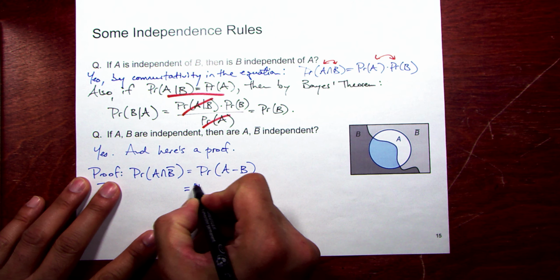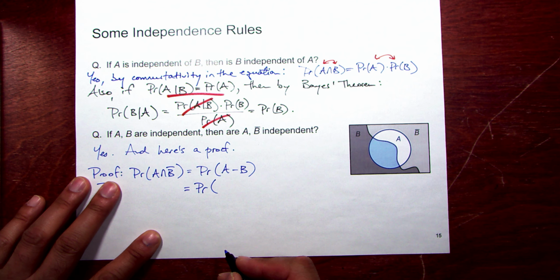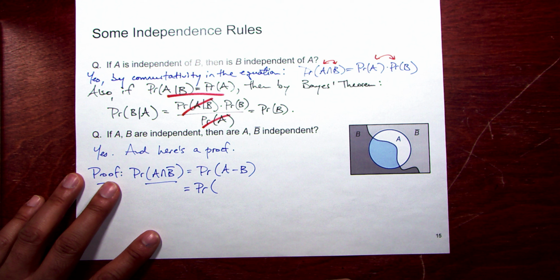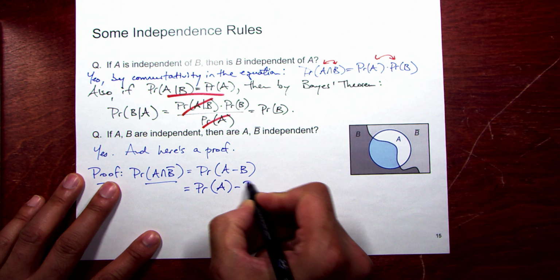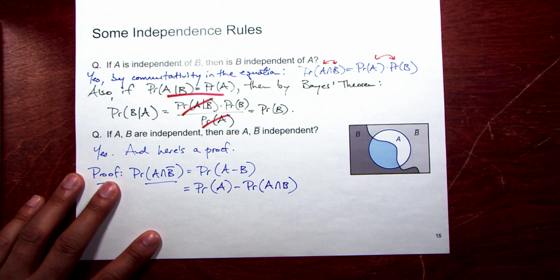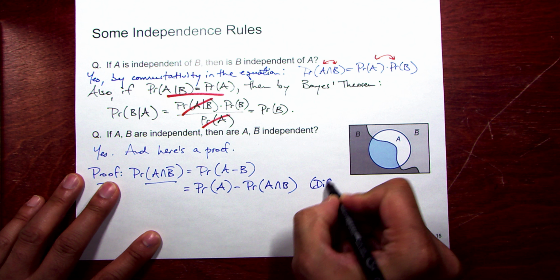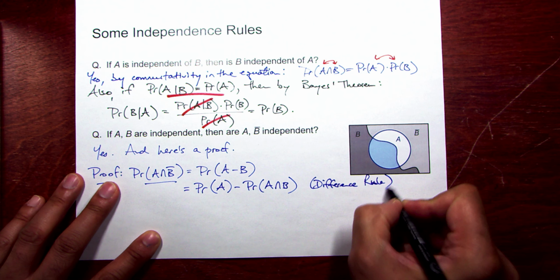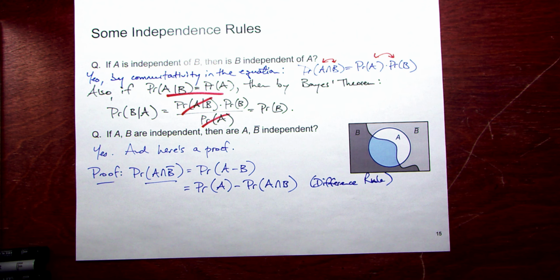Probability of... Or you just gave me this back. That's not much fun. Sorry. Minus the probability of A intersection B. Yep, you got it. Okay, so this is the difference rule. If we got here, what would you do next?